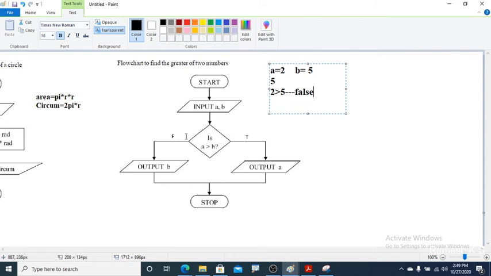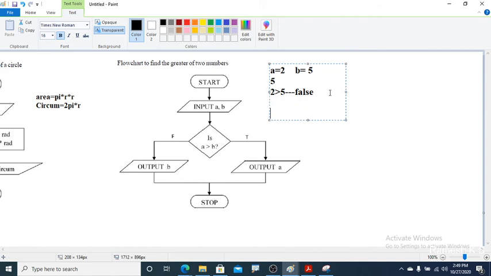If it is false, we move this side. If it is true, we move this side. In this case, we move this side. So output B. B is 5, so 5 is the output. 5 is output means 5 is the greatest number. This is the flowchart for this problem, a diagrammatic representation of the algorithm. We are simplifying it.